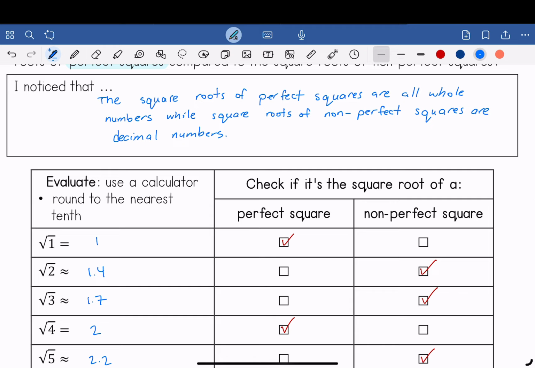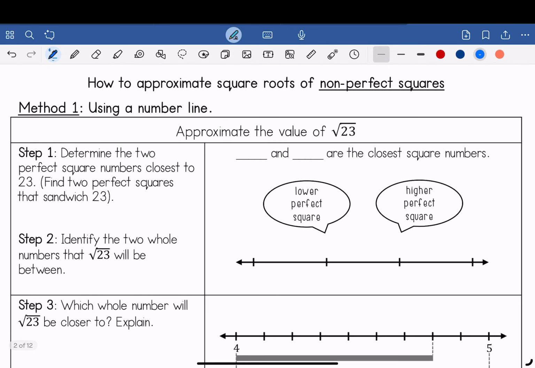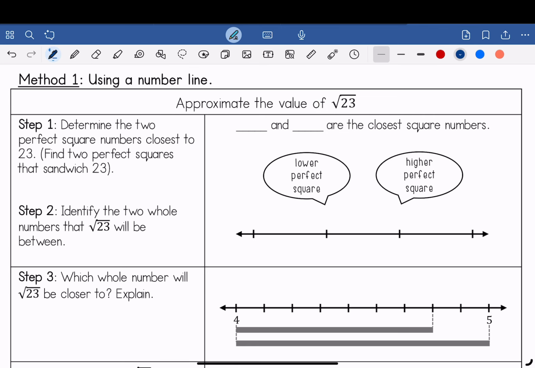So I'm going to move on to the next page. How to approximate square roots of non-perfect squares. Method 1, using a number line. Approximate the value of the square root of 23. Step 1. Determine the two perfect square numbers closest to 23. Find two perfect squares that sandwich 23. The two perfect square numbers that 23 is sandwiched between are 16 and 25. They're the closest square numbers.